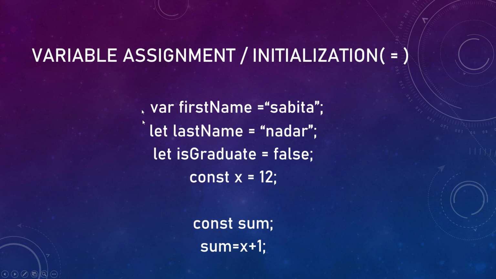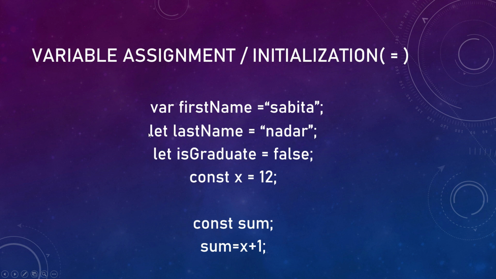So this is a var declaration. The second one is let lastName equal to Nadar. So this is a let declaration, and let isGraduate equal to false. So it can also take a boolean value, that is true or false. Okay, the let example is done. Then const x equal to 12. Similarly, we can assign any type of value to the const variable also.